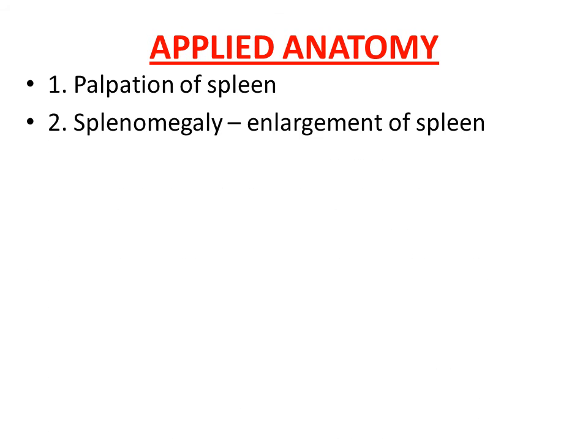Now, next is the applied anatomy, clinical aspect. So first is the palpation of spleen. See, a normal spleen is not palpable. It is only palpable when it is enlarged, that is, to twice of its size, right? An enlarged spleen can be felt under the left costal margin during inspiration, and this palpation is assisted by turning the patient to his right side, right? And the enlargement of spleen is known as splenomegaly, right?